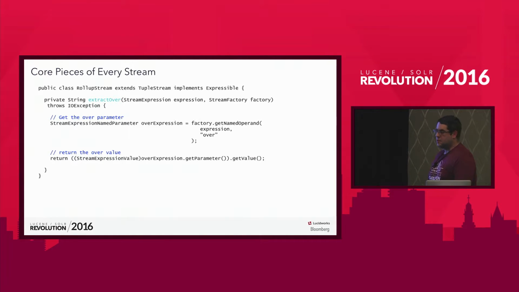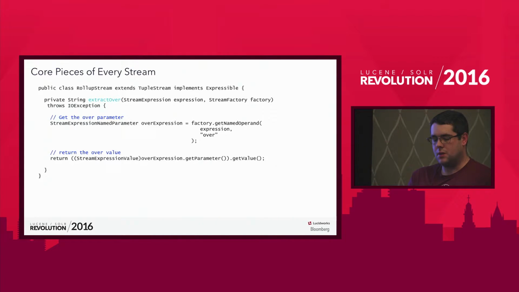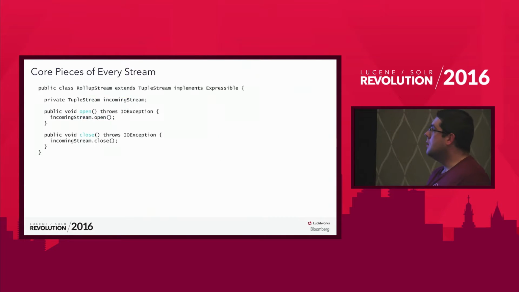And that's pretty simple. So now we have our incoming stream, all the metrics that we want to calculate, and the field that we're going to do the grouping by, right? So now you don't have to worry about the expression anymore. You're done with it. You've already pulled your parameters out, and you can kind of forget that expression ever existed. So you now have a valid instance of your stream class, which can do all of the work that you're going to implement in the read function.